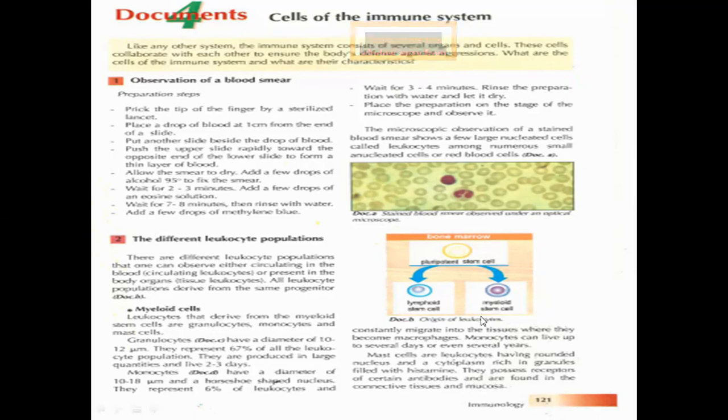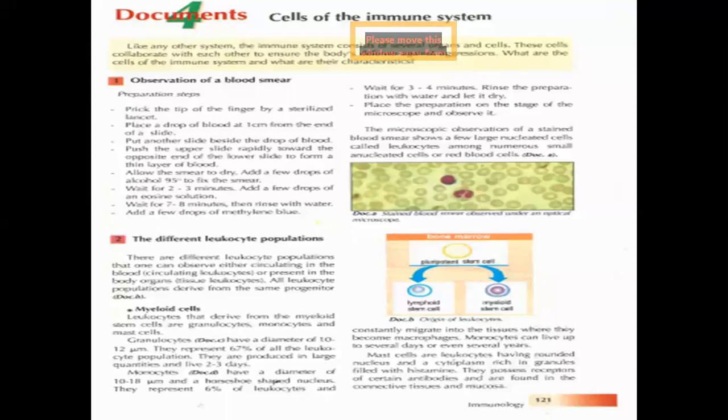Origin of leukocytes: in the bone marrow, we have something called the pluripotent stem cell. The pluripotent stem cell can differentiate into different types of cells, either lymphoid stem cells or myeloid stem cells. We talked about them in the previous session. Leukocytes that derive from the myeloid are the granulocytes, the monocytes, and the mast cells.